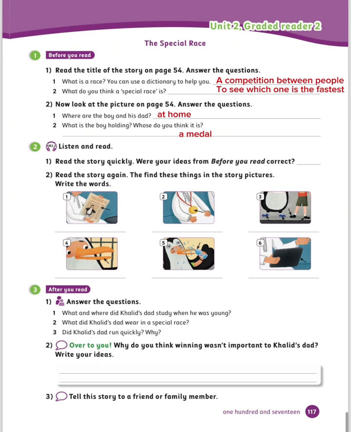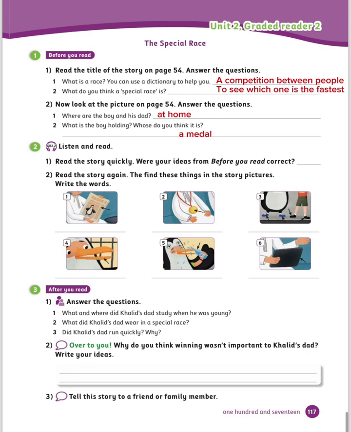Number 2, now look at the picture on page 54. Answer the questions. Question number 1, where are the boy and his dad? Number 2, what is the boy holding? Whose do you think it is? The answer is 1, at home. 2, a medal. Exercise number 2, listen and read.